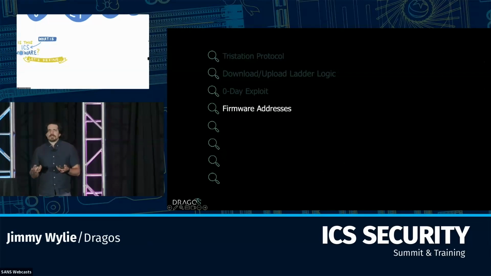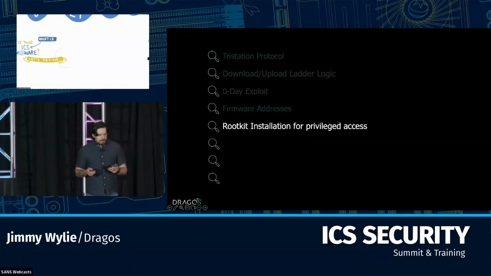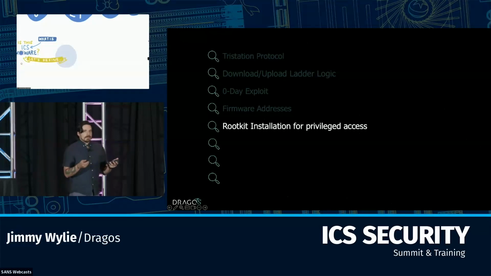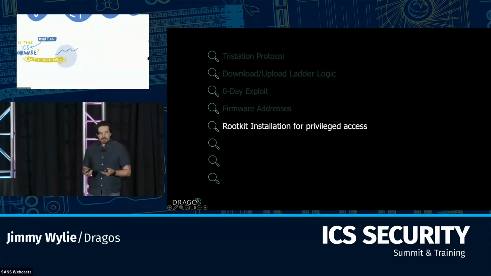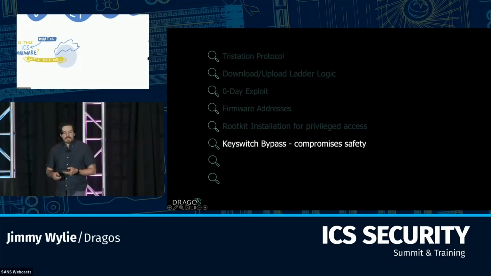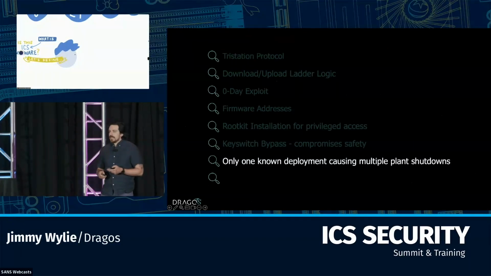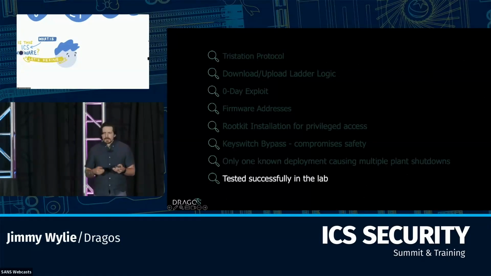The code featured firmware addresses for the system call handler and the network command handler. There was a rootkit installation, which gave it privileged access to the firmware. It could read and write arbitrary memory, manipulate the programs at will, any part of the operating system essentially. It featured a key switch bypass which compromised the safety and security of the system. There was only one known deployment that caused multiple site shutdowns at the plant. And we were able to replicate all of this in the lab.